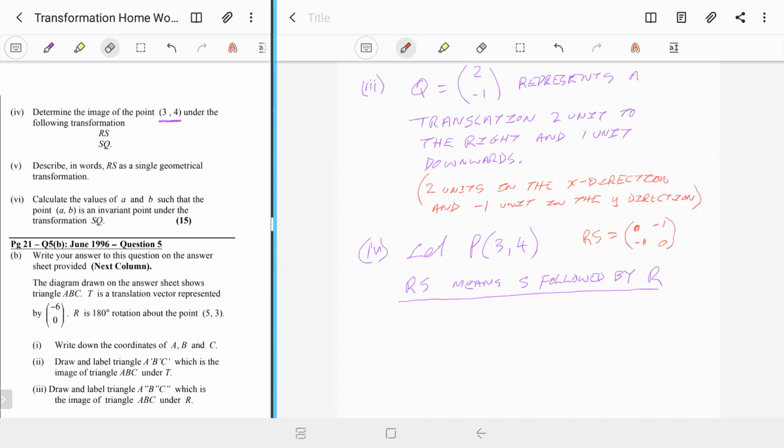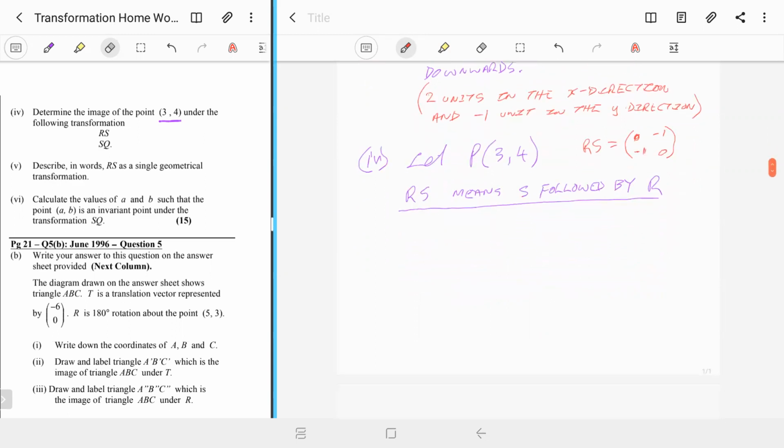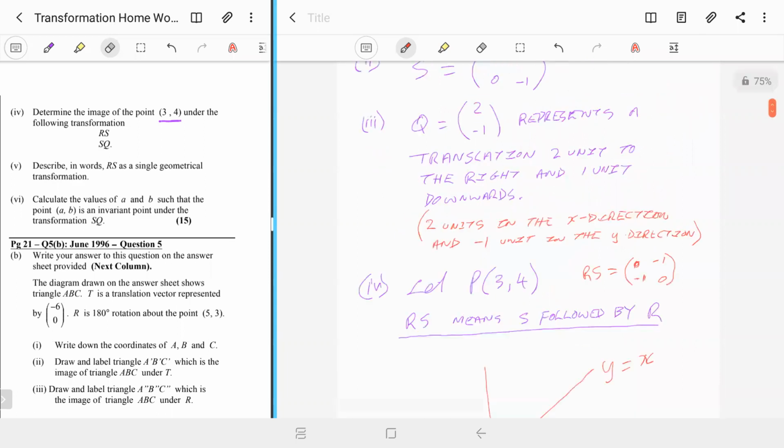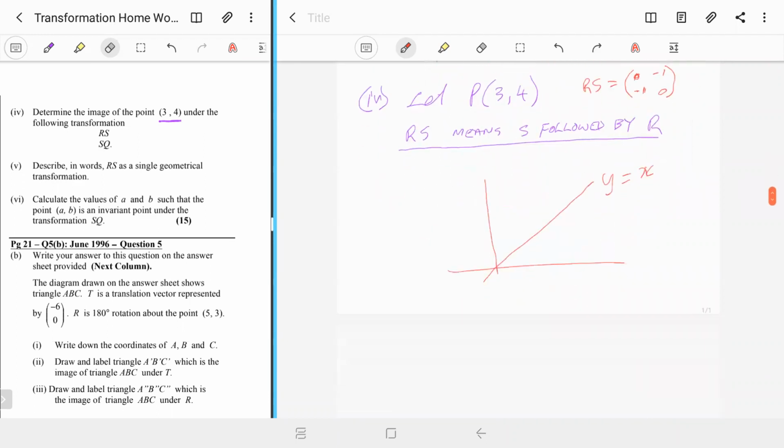Let me tell you why, before I do the question. And I'm going to erase it down here. So what do we have? We have a reflection in the line y equals x. That is the R matrix. And we have a 180-degree rotation. So we have two transformations.